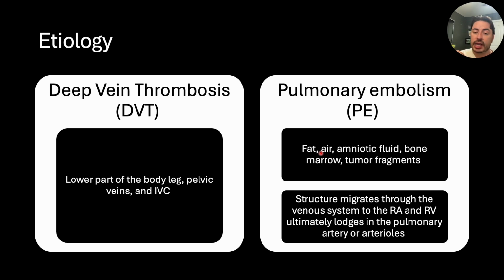And this can be done with an IJ, subclavian. It can be done with a PICC line. Any IV, any catheter that is indwelling in the vasculature, that can lead to a pulmonary embolism. Same thing with an arterial line. An arterial line can do that same thing as well. So when we do this, we see that there's a structure that migrates through the venous system into the right atrium to the right ventricle, ultimately lodging into the pulmonary arteries or the arterioles.